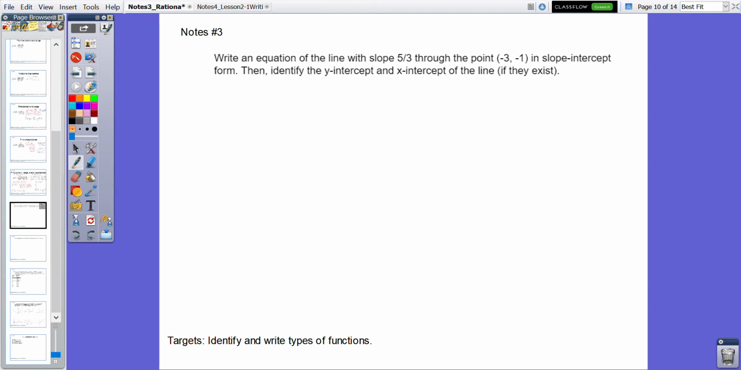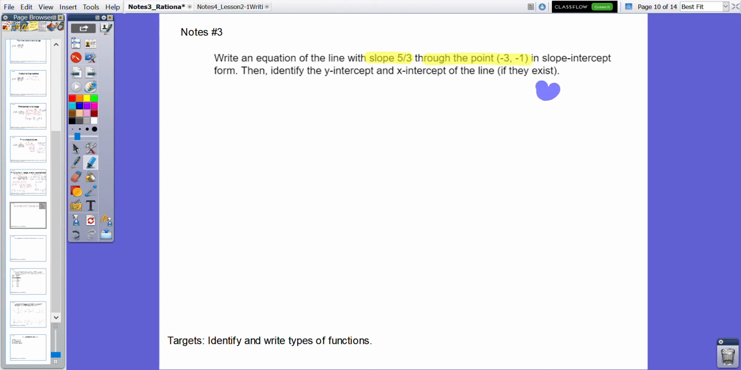What we want to do is start by taking a look at the important properties of the line. First and foremost, the slope of 5/3, and through the point -3, -1. Those are all important properties that can help us figure out what that line is. Now, when we talk about slope-intercept form, we're talking about a form of a line where it looks like this. This is what slope-intercept form looks like.